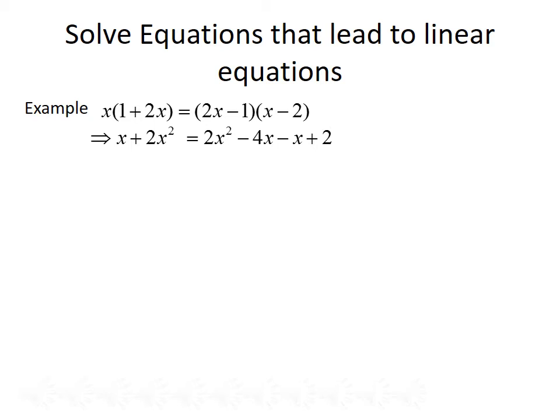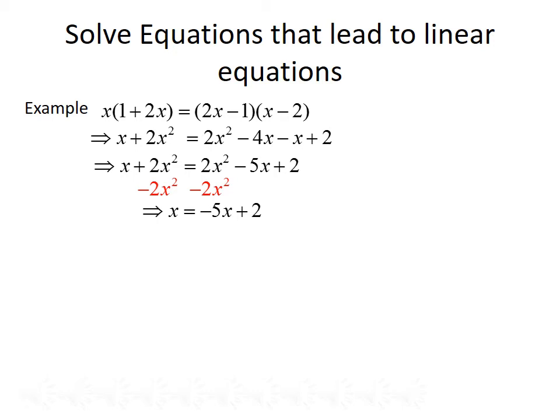We can combine like terms on the right-hand side to give us x plus 2x squared equals 2x squared minus 5x plus 2. The next thing we want to do is try to get the x term by itself. So let's start by subtracting 2x squared from both sides of the equation. That leads us to x equals negative 5x plus 2. We'll then add 5x to both sides of the equation.